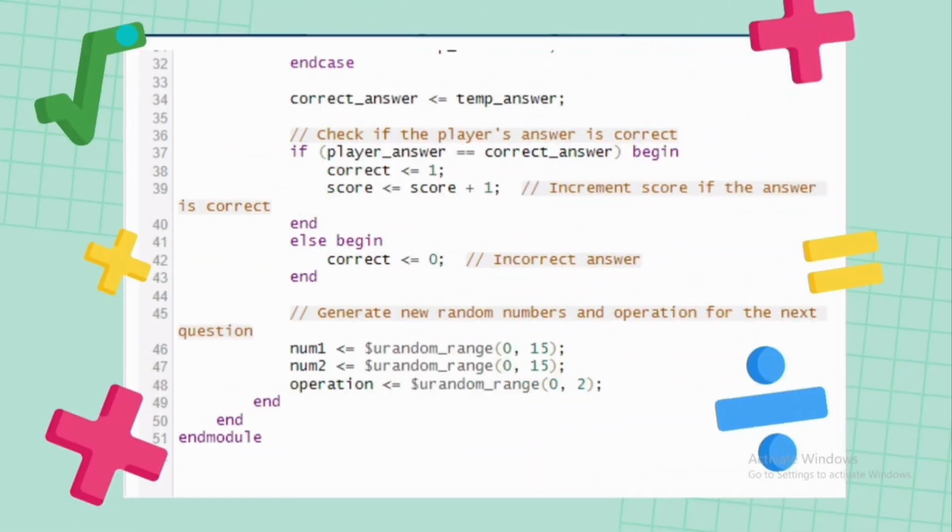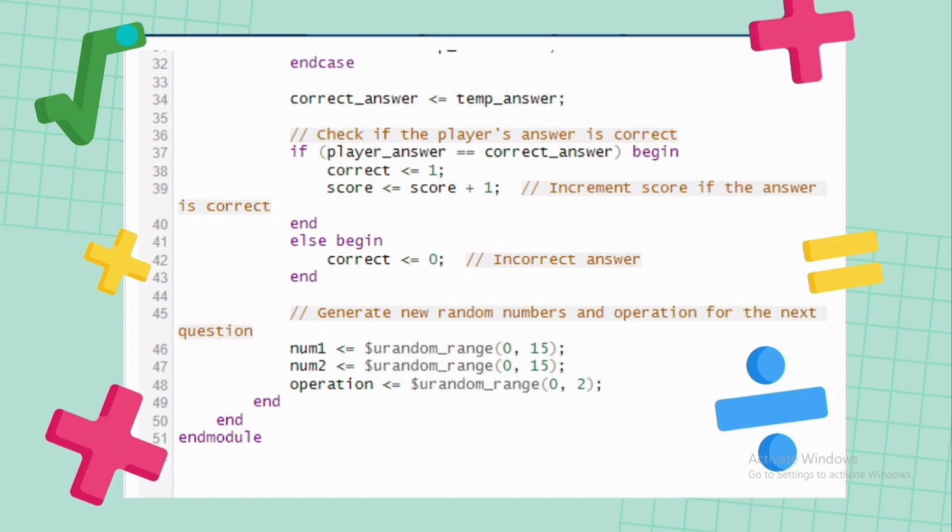When the player presses the submit button, the code moves forward to calculate the correct answer. We use a temporary register, temp_answer, to store the result. Based on the operation, if it's addition, the answer is number1 plus number2. If it's subtraction, the answer is number1 minus number2. If it's multiplication, the answer is number1 asterisk number2.